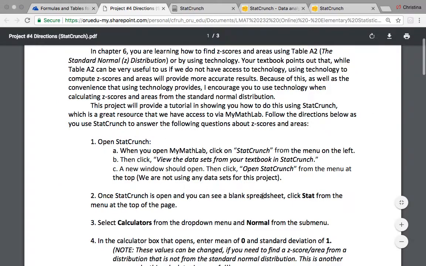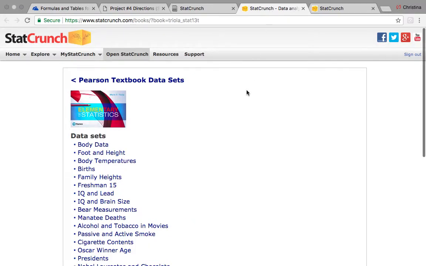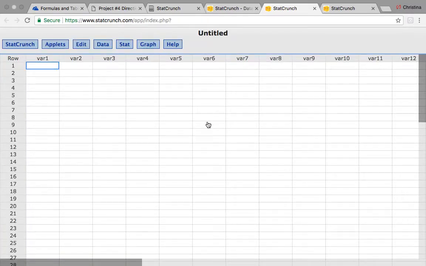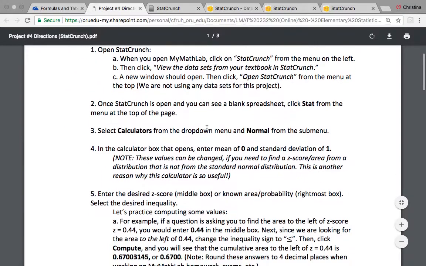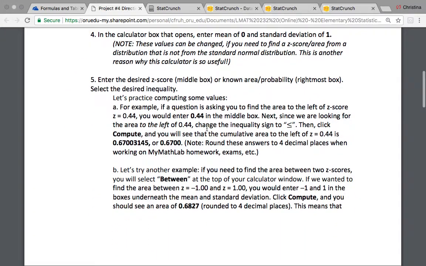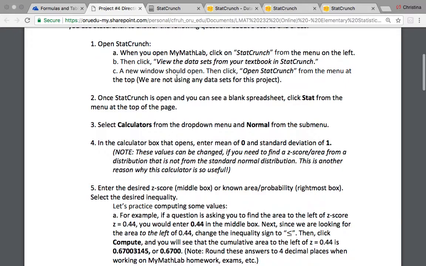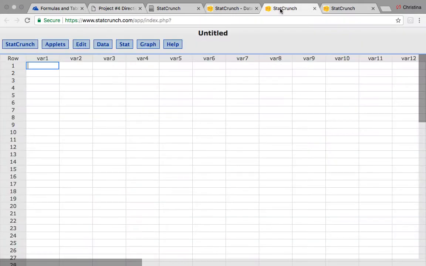So for this project, just go ahead and open StatCrunch. Remember, you're getting to that through your MyMathLab, so you're going to have to log into your MyMathLab account. And then once you get to this page, you can just open StatCrunch from here. We're not using any data sets for this project, so go ahead and open StatCrunch. And then we're going to look at, if I go back to our project directions here, a few examples.